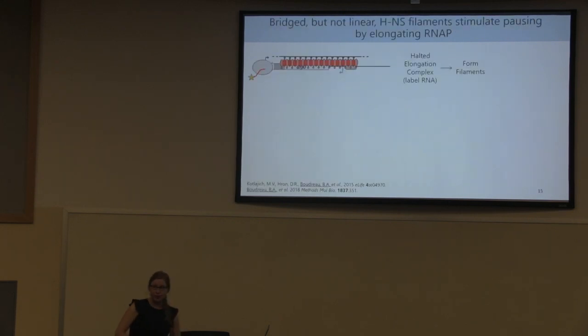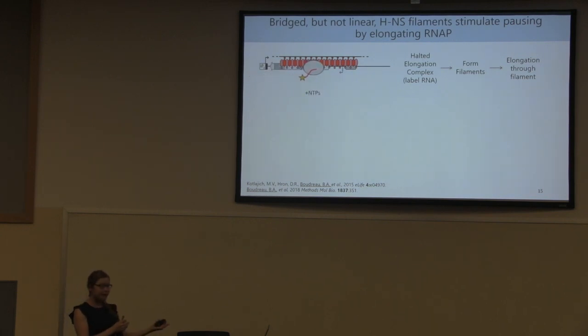And so we developed an in vitro assay to look at this. We could poise RNA polymerase downstream of a filament, either the bridge or the linear or any combination we could come up with. We could then perform elongation through the filament by adding NTPs, RNA polymerase's substrate, and RNA polymerase will then transcribe down the template. It will pause at various locations before it reaches the end of the template, creating the full-length RNA product. And so we can look at RNA polymerase's progression through these different filaments or the absence of filaments to see how filaments affect transcription.